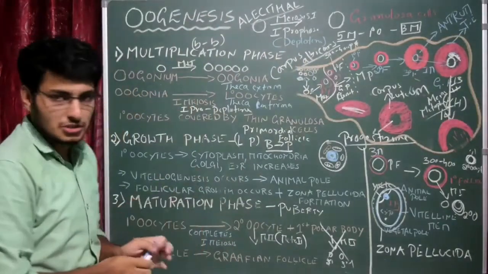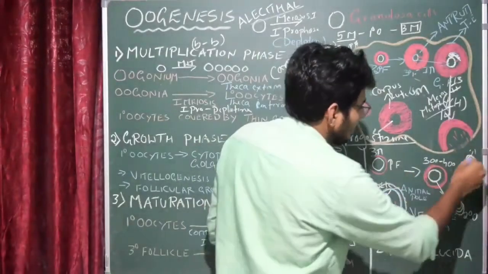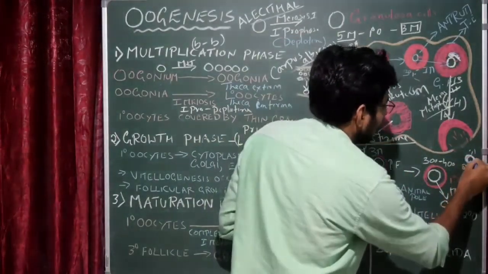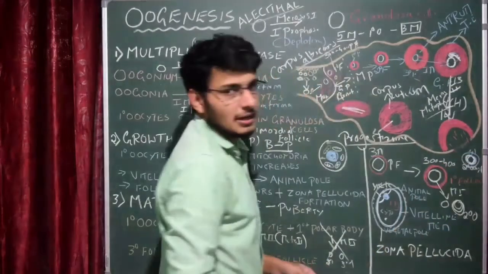Hope you understood this concept. Please remember, this secondary oocyte is now surrounded by one layer, the vitelline membrane. Another layer, which is called the zona pellucida, will be there.